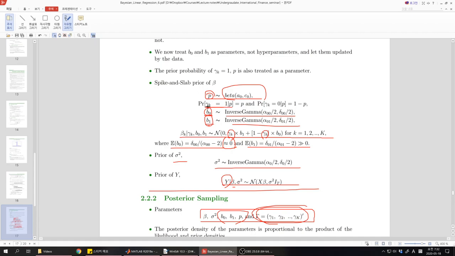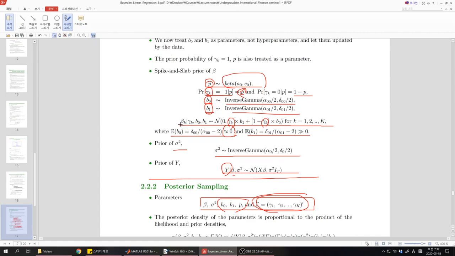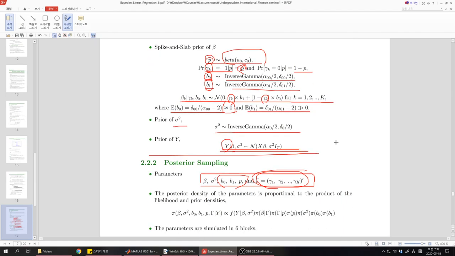Okay, so given p, then gamma k is generated as 1 with probability p, and is equal to 0 with probability 1 minus p. And b0 and b1 are both from the inverse gamma distribution, right? And then beta is generated, and sigma square is generated, and then finally y is generated. This is the data generation process we believe, and we believe that y must have been generated from this process. Okay. So this is just our prior.